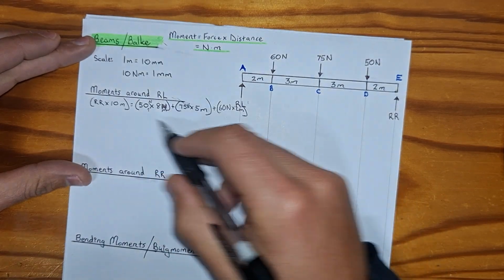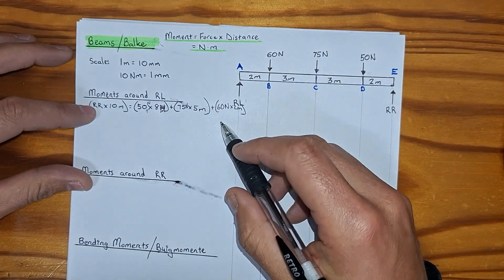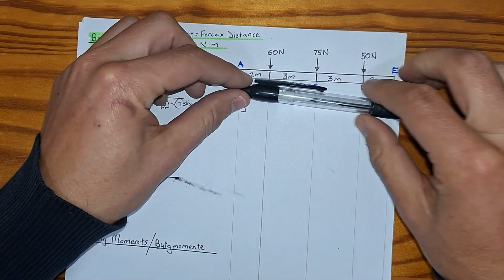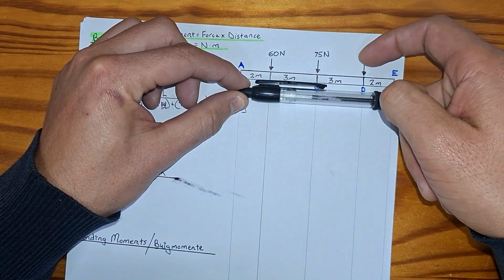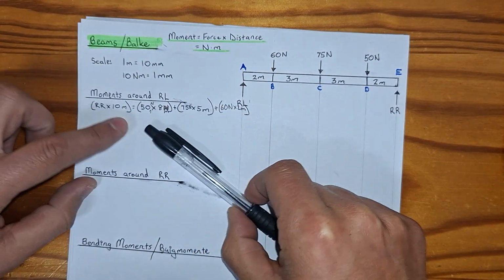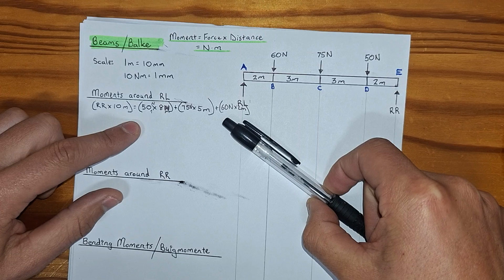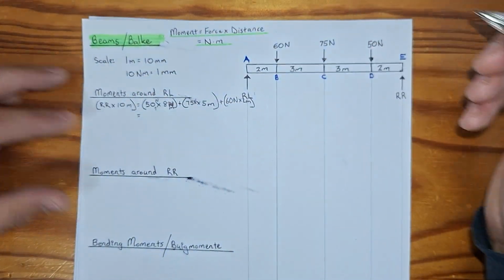I'll just have to write a bit smaller for the next one to make sure it fits in. Okay, so that is all from the beam, from the turning point over here, all the upwards moments, which are equal to the sum of the downwards moments. 1 upwards moment and 3 downwards moments. Now we have to get rid of the brackets.